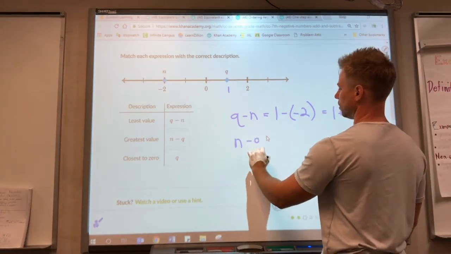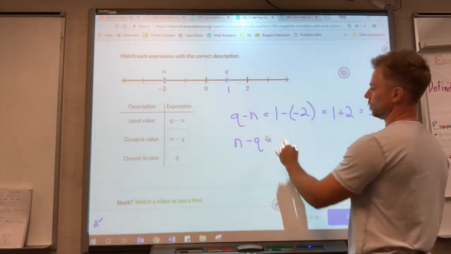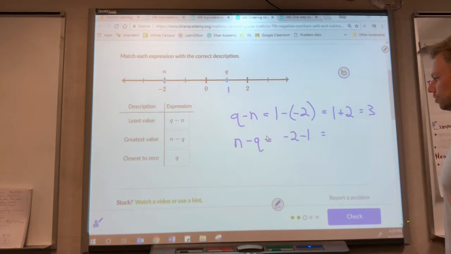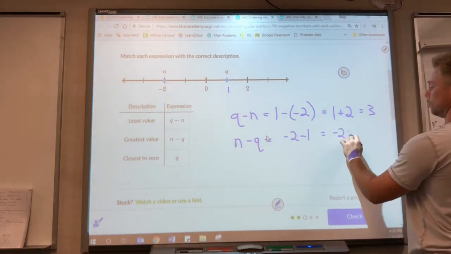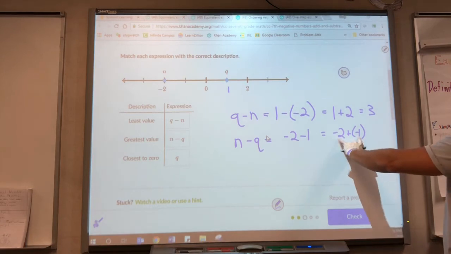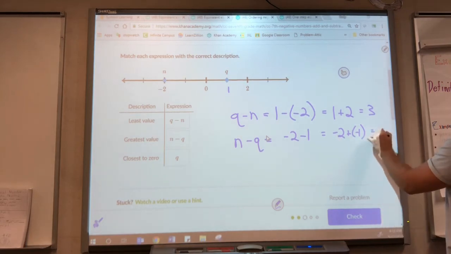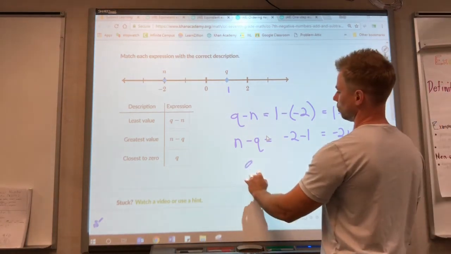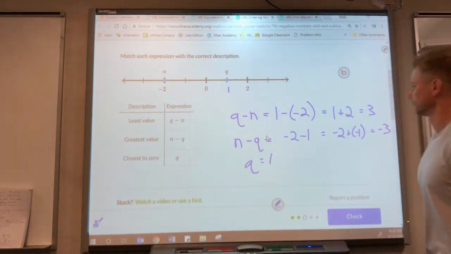N minus Q would be negative 2 minus 1, which we'll write as negative 2 plus a negative 1. Now we can see they're like, so we add them, keep the original sign. That's going to be a negative 3. And then just Q is 1.